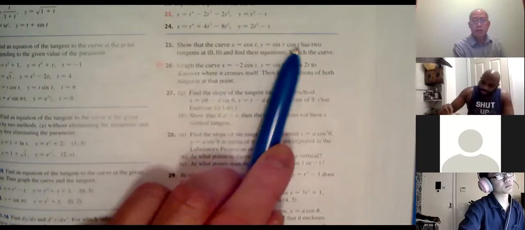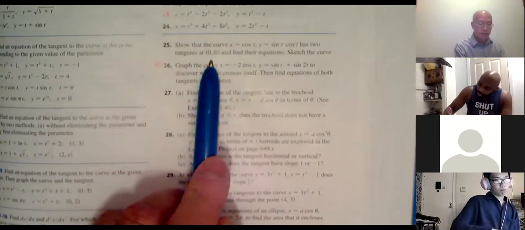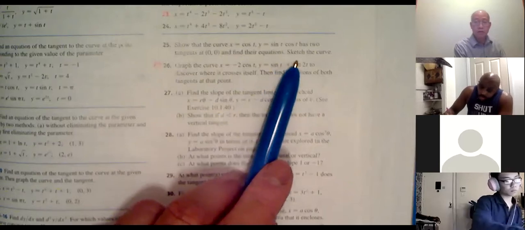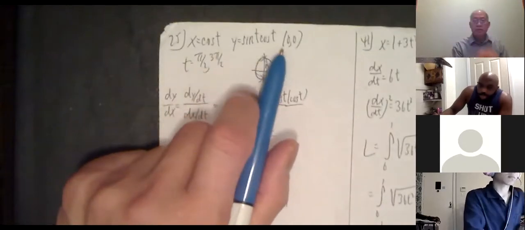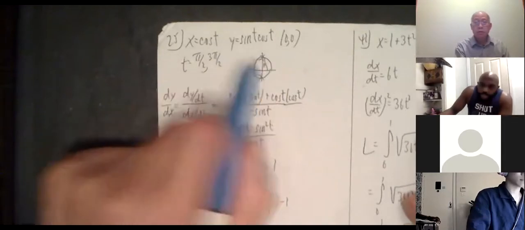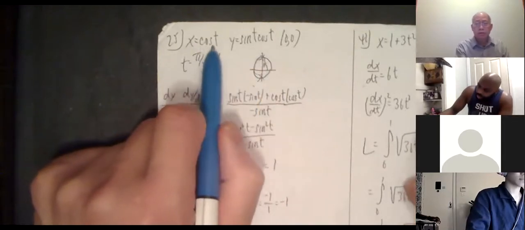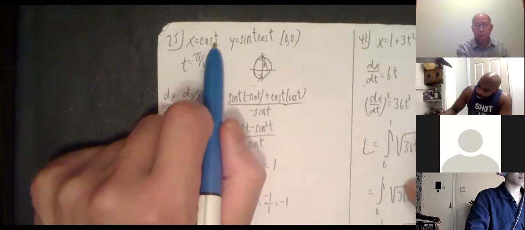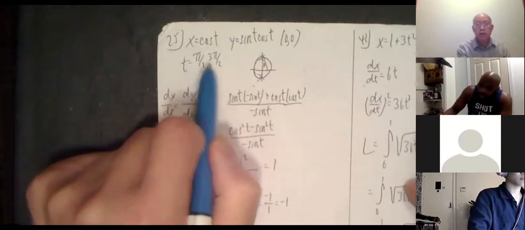Okay, show that the curve x equals cosine t, y equals sine t cosine t has 2 tangents at 0, 0. And find the equations, sketch the curve. Okay, so how do I do that? Okay, I'm at 0, 0, it says. So if I look over here, if I want this to be 0, cosine of what angle is 0? Well, pi over 2 and 3 pi over 2.